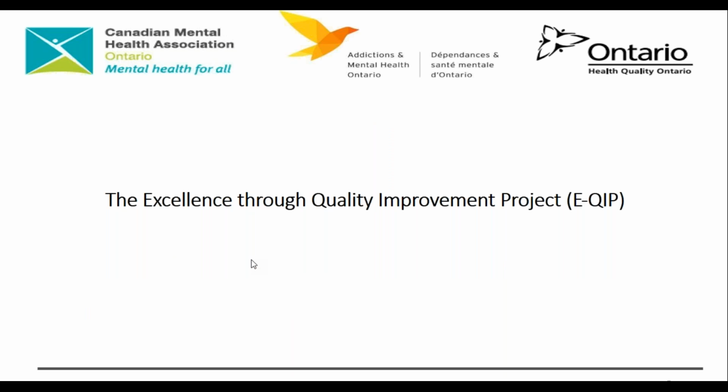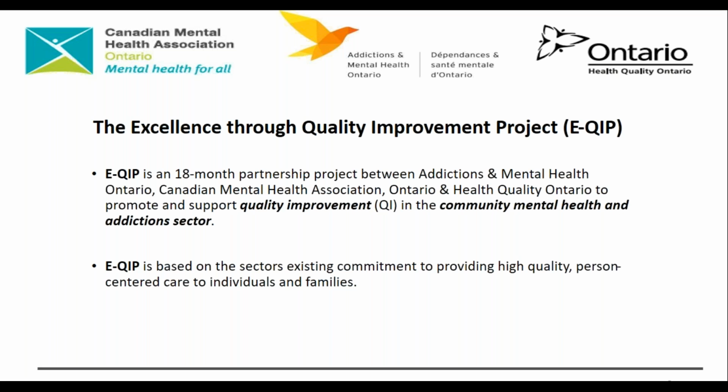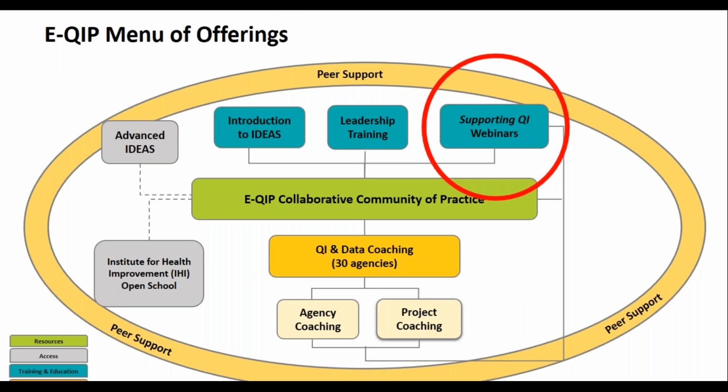So I'm going to start with a very, very quick introduction and reminder of who E-QIP is, just in case you're not familiar with us. As I mentioned, we are a three-way partnership between CMHA Ontario, Addictions Mental Health Ontario, and Health Quality Ontario, and we're an 18-month partnership pilot project to help support quality improvement in the community mental health and addiction sector, and really helping to support you in the work that you do. And build on the already existing commitment to providing high-quality care to individuals and families that we serve.